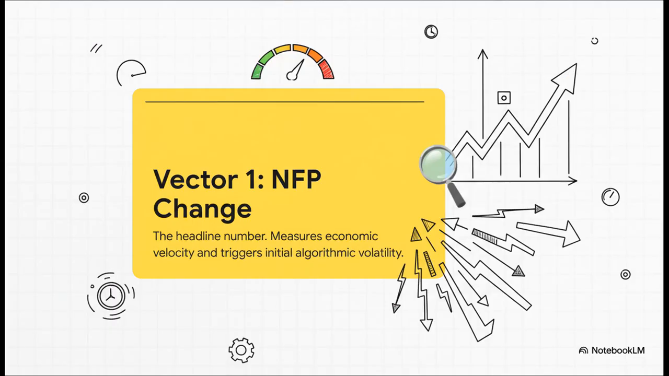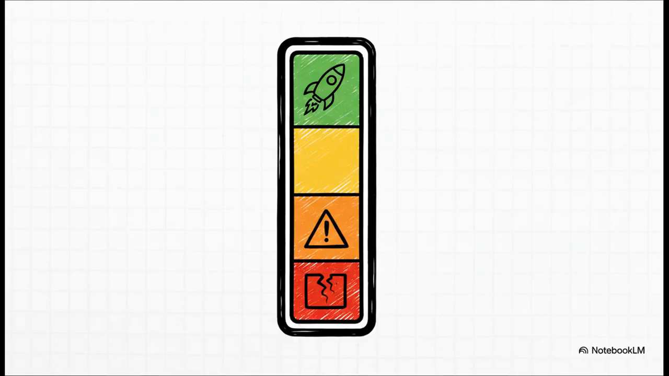Okay, Vector 1. This is the big one, the one everybody on TV talks about, the headline jobs number. The easiest way to think about this is as the economy speedometer. It tells us the raw speed of job growth, and it's the number that kicks off all that initial algorithmic madness.